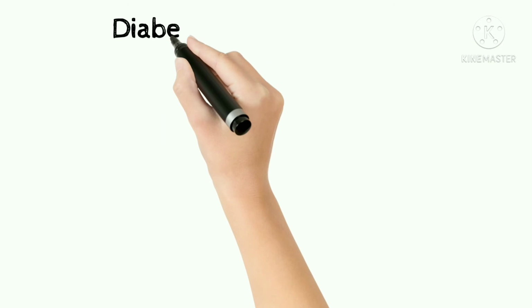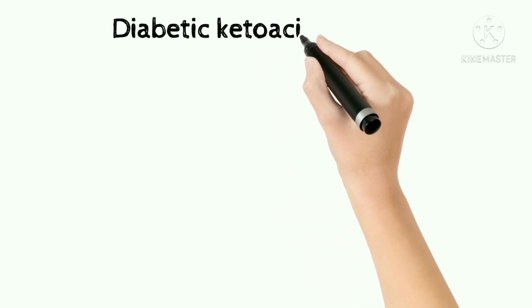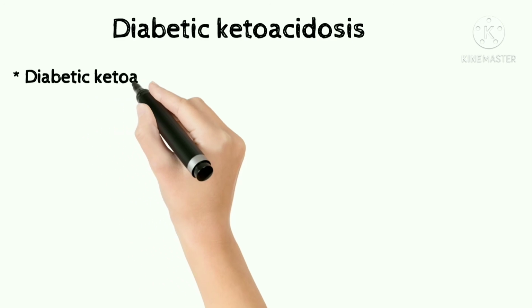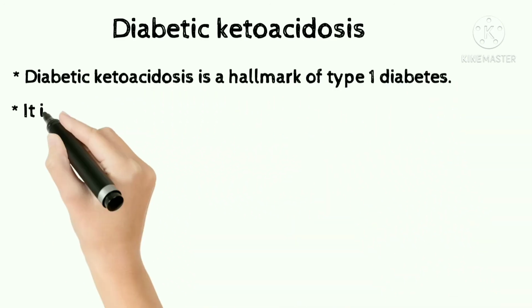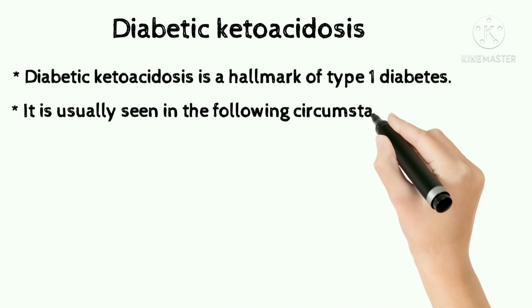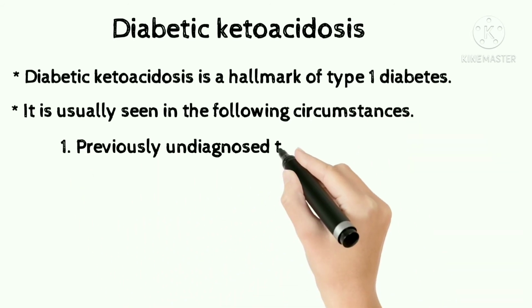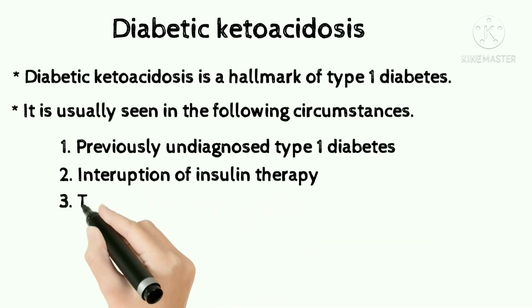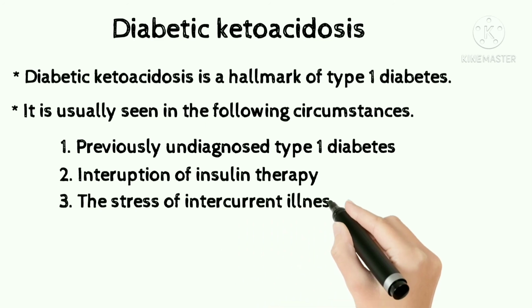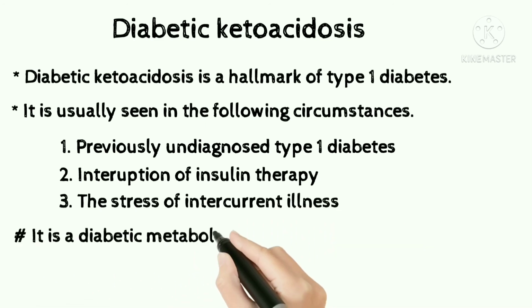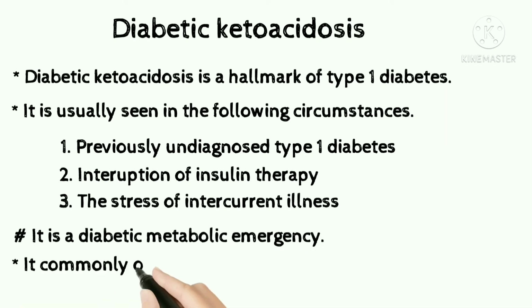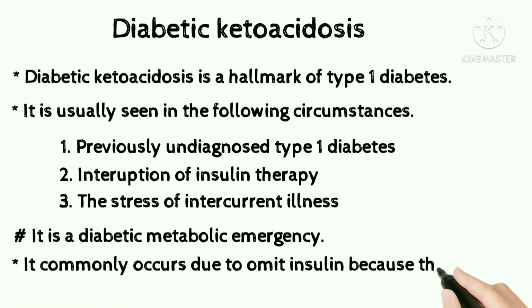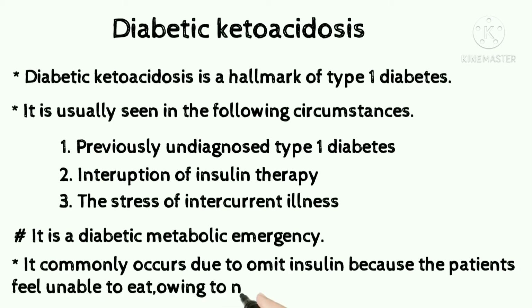Another most important topic is diabetic ketoacidosis, the main metabolic change. Diabetic ketoacidosis is a hallmark of type 1 diabetes. It is usually seen in the following circumstances. 1. Previously undiagnosed type 1 diabetes. 2. Interruption of insulin therapy. 3. The stress of intercurrent illness. Diabetic ketoacidosis is a diabetic metabolic emergency. It commonly occurs due to omitting insulin because the patients feel unable to eat, owing to nausea or vomiting.